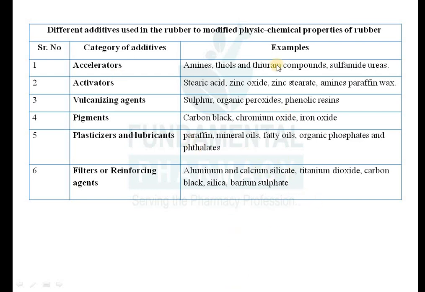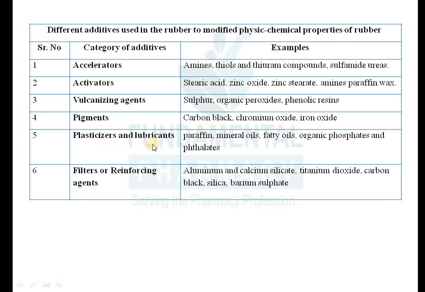So again pigments. आपने देखा होगा कुछ रबर ग्रीन कलर का होता है, कुछ ब्लैक कलर का होता है, कुछ व्हाइट कलर का होता है, okay. So why? Because during the process additives are used. So pigments are used to make a differently colored rubber. Okay. So what are those pigments? Carbon black is used to make black rubber. Chromium oxide is used to make a white rubber. Iron oxide is used to make a red color rubber, right? Or brown color rubber. Okay.